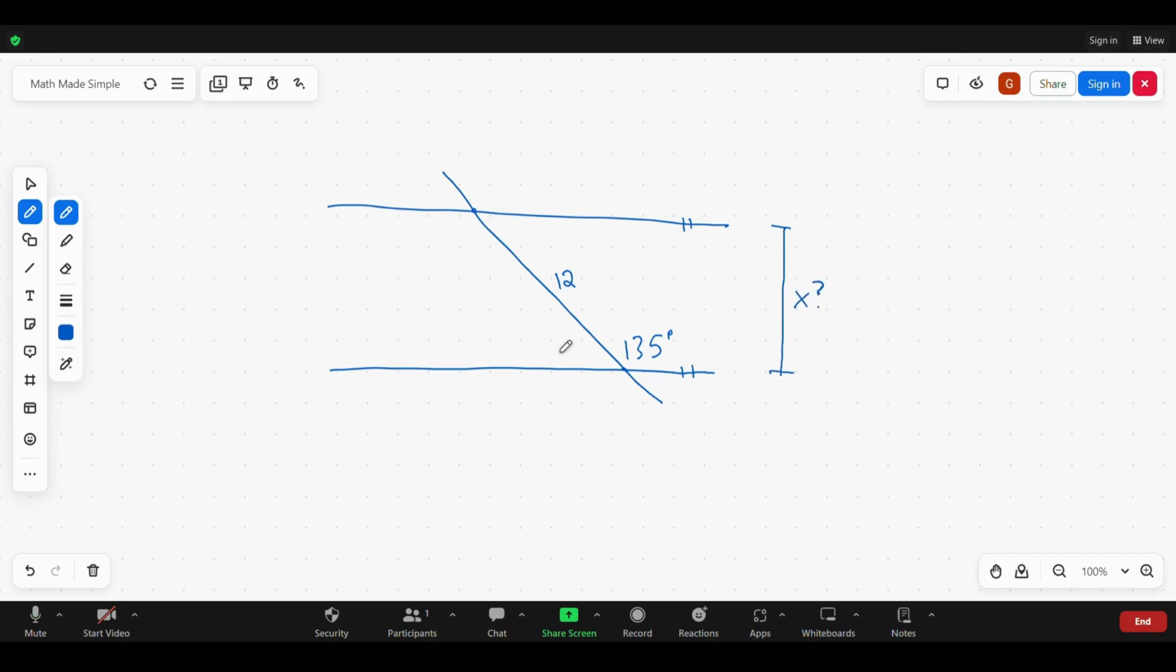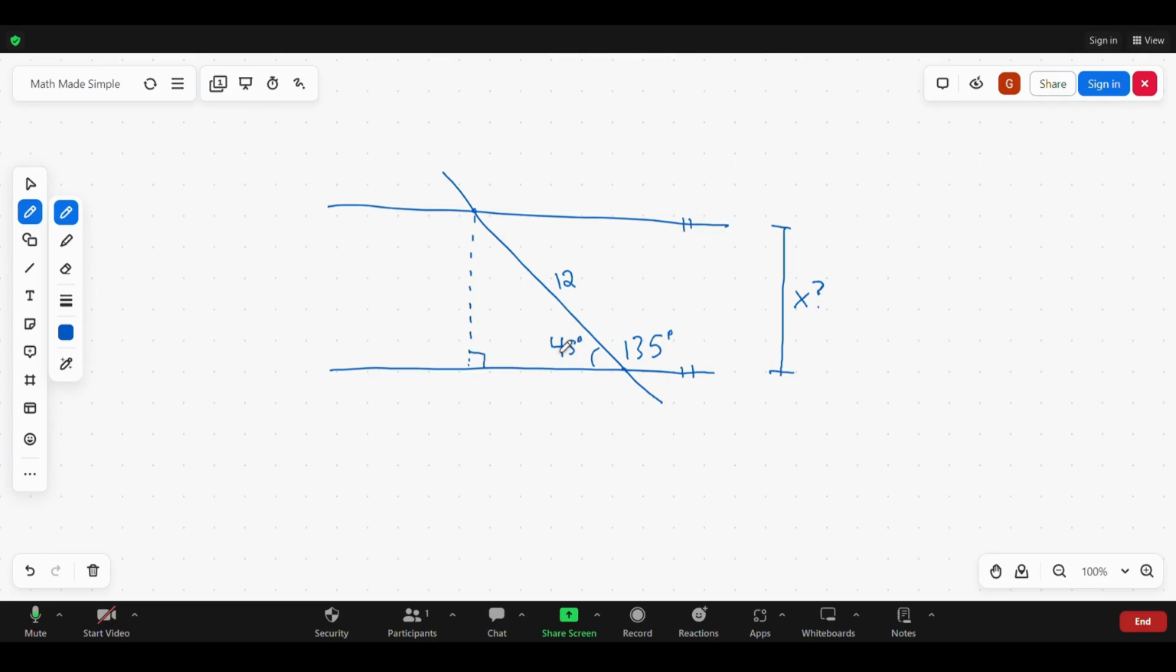Well, we know what angle measure this is. We know that this angle measure and this angle measure right here are supplementary, so we'll just start filling in information there. 180 minus 135, well, that's a 45-degree angle here. What else can we figure out? Well, we can go back to right triangles, and we can actually create a right triangle right here. We'll just drop that down.